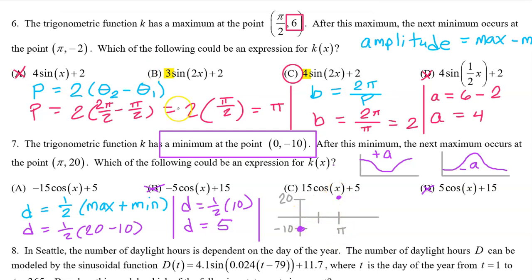This is half the period, so half the period is going to look like this. If we kept going, the other half of the period would look like this. This corresponds to a negative a value. This graph is upside down compared to the parent function. So that means the answer is A.